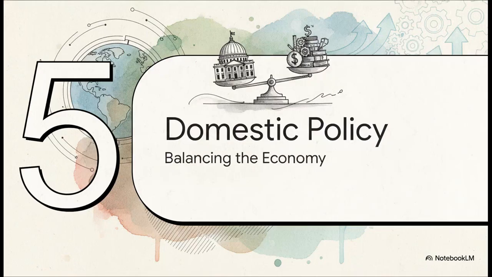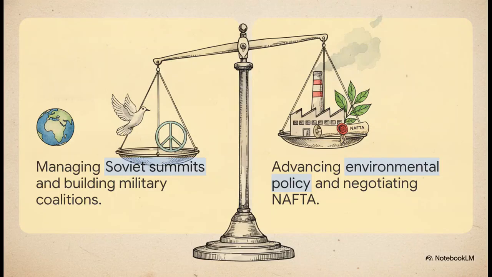All right, Section 5, economics and domestic policy. While foreign policy totally dominates his historical memory, his term was actually a massive balancing act. On one hand, you have this towering global diplomacy. But on the other hand, there were major domestic initiatives. I'm talking about advancing environmental policy by amending the Clean Air Act and doing the grueling foundational negotiation work for NAFTA. He was trying to reshape the American economy for a globalized era at the exact same time the world map was literally being redrawn.